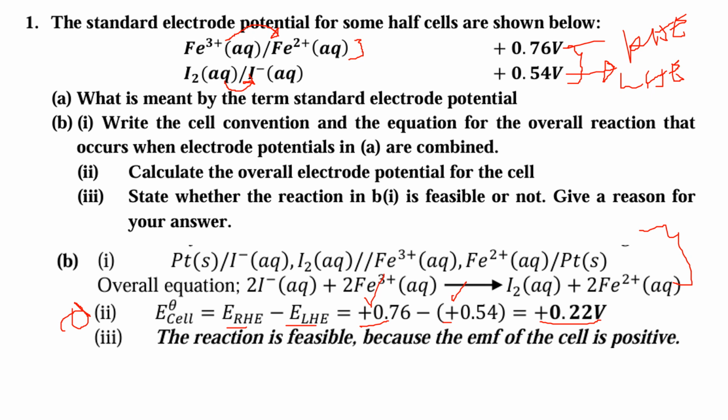Now since the EMF is positive, that means that this reaction is spontaneous, or the reaction is feasible. And that's the general comment that you'll be making when required. If at all you get a positive EMF, the reaction is feasible. If it was negative, the reaction would have been unfeasible, or non-spontaneous. Now let's look at the next example.